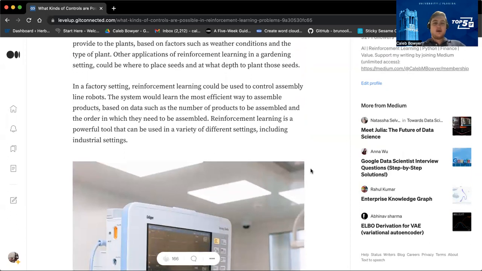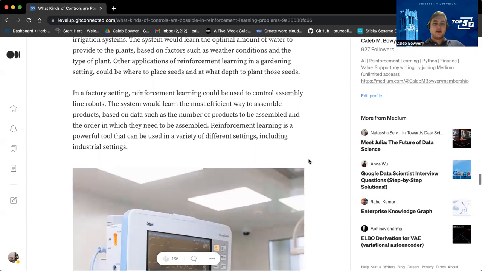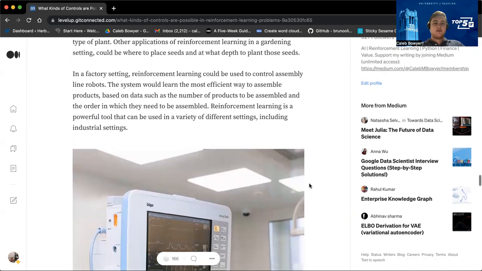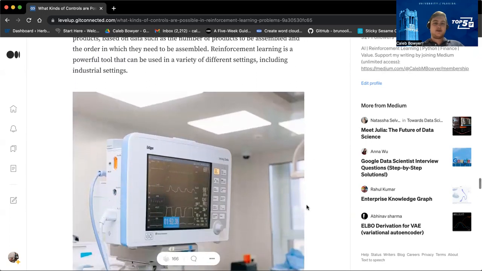In a factory setting, RL could be used to control assembly line robots. The system would learn the most efficient way to assemble products based on data such as the number of products to be assembled, the order in which they need to be assembled, and the rate at which they should be assembled. RL is a powerful tool that can be used in a variety of different settings, including industrial settings.